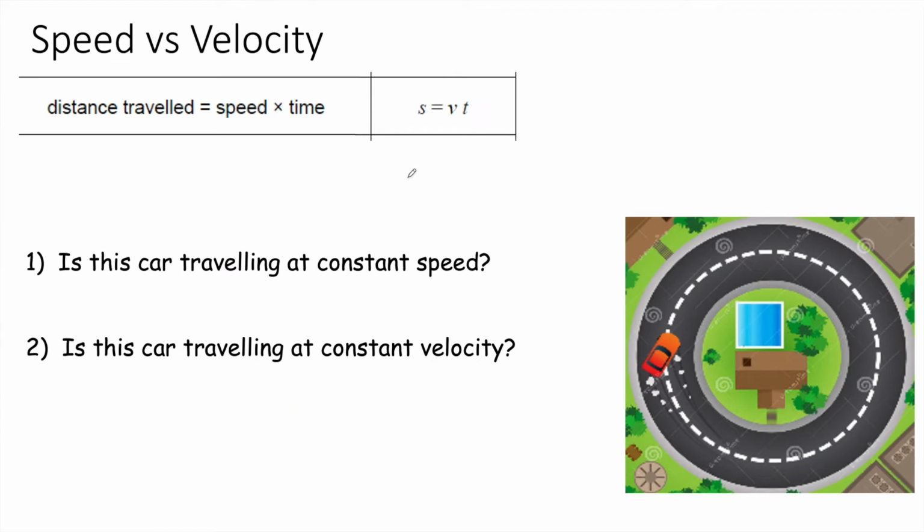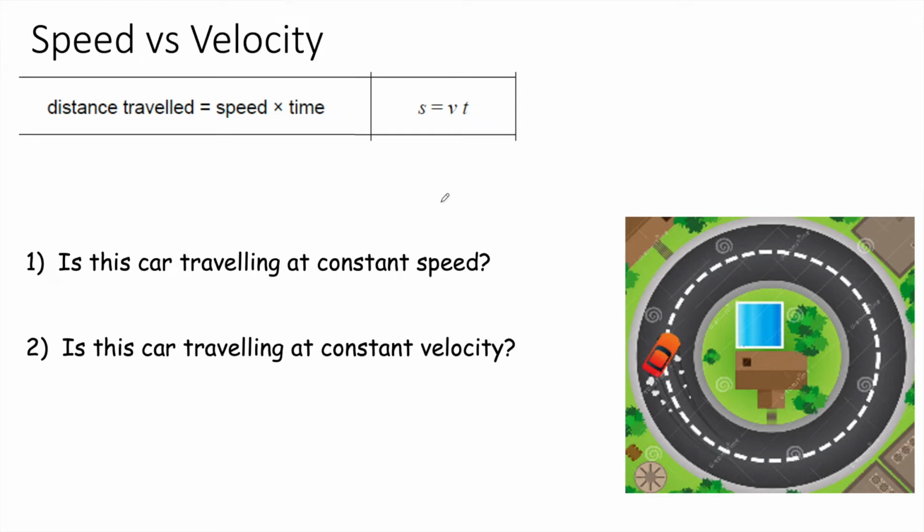So in your equation sheet, which you have to learn, except for the exam in 2022, distance travelled is speed times time, and they use S for distance travelled, so be careful. V stands for velocity, which is the same in magnitude as speed, and T stands for time.